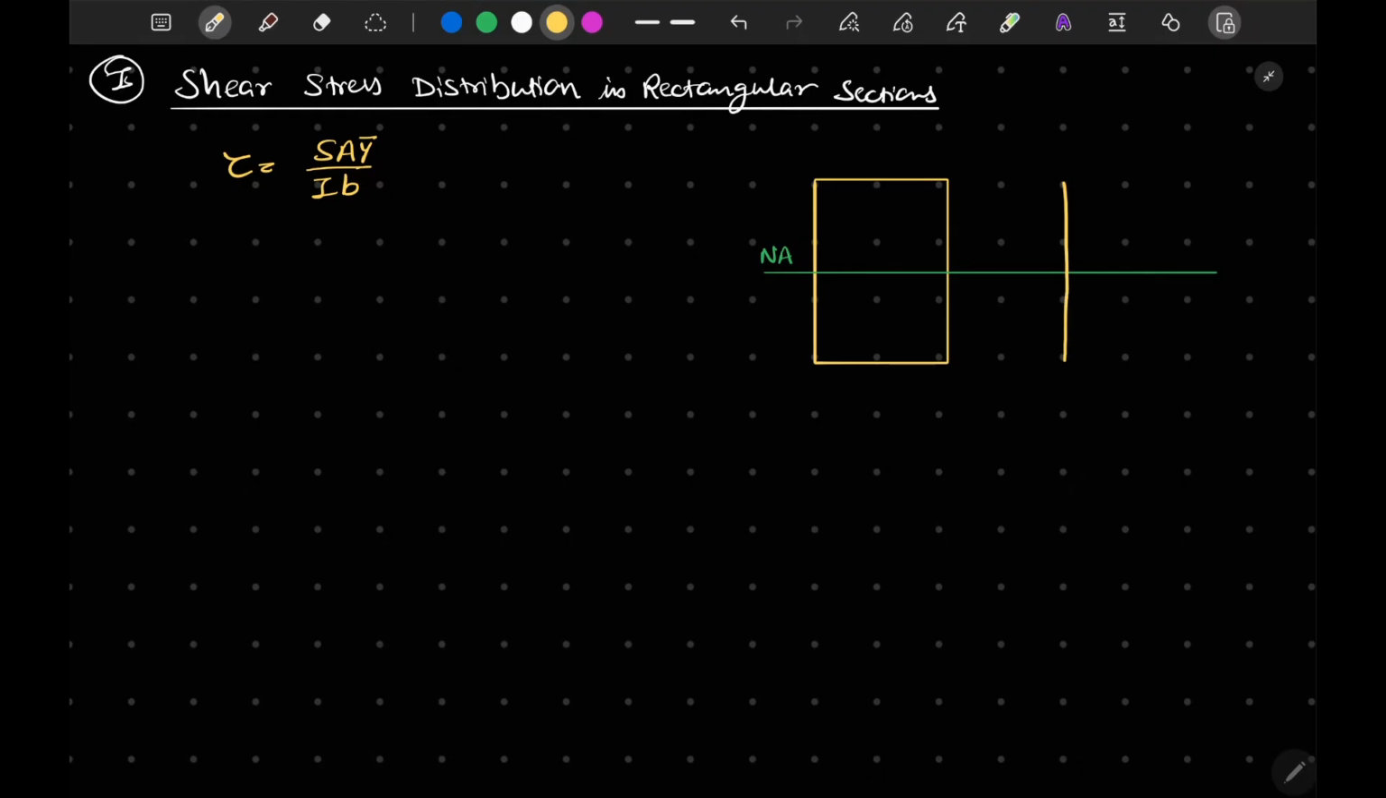Okay, so here I will be showing my stress distribution plot, how the stress varies. Let's say that at a distance y from the neutral axis, I have considered a region. I will find the variation of shear stress with y, that is, the distance from the neutral axis.